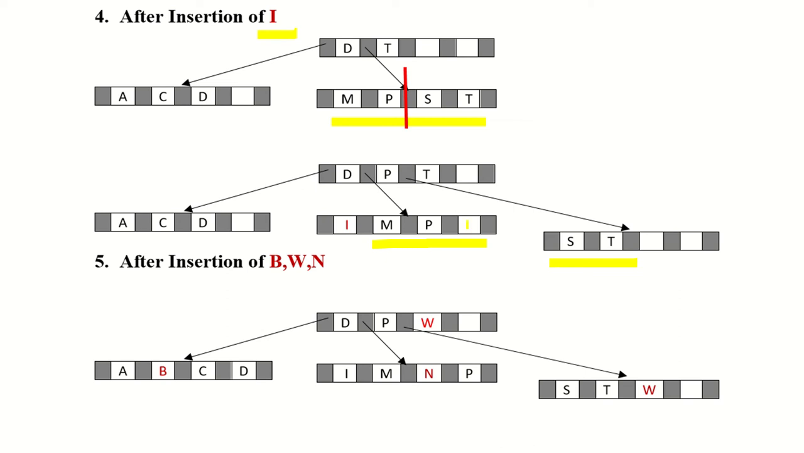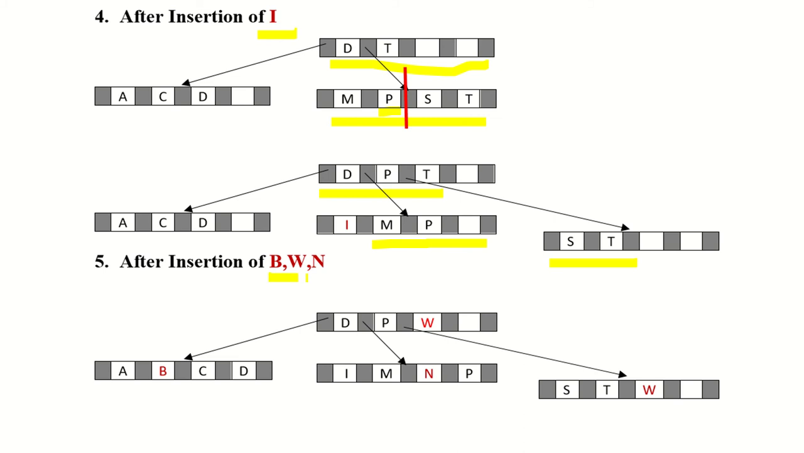Now going for the parent, we are going to promote P into my parent node, because we have empty spaces here. So now P has been promoted and it will be in order. So D, P, T. So this is how it will look like, the parent and the child.